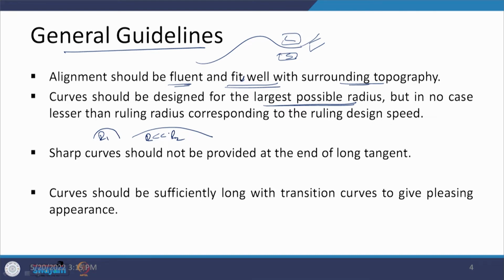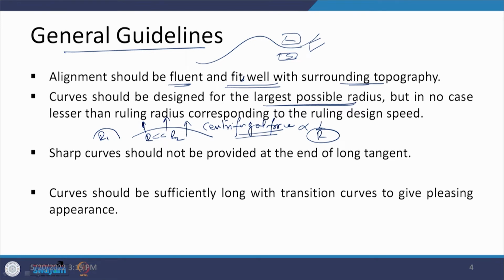Now, when we are looking at this largest possible radius, the reason is that there is going to be the centrifugal force which acts, and this centrifugal force is inversely proportional to the radius of the curve. So, if the radius is high, then this force magnitude is going to be lower, and therefore, the tendency of the vehicles to go out of the system will reduce a lot.